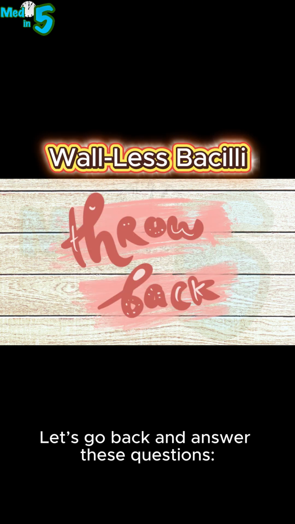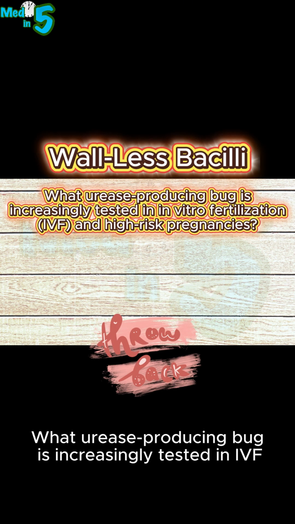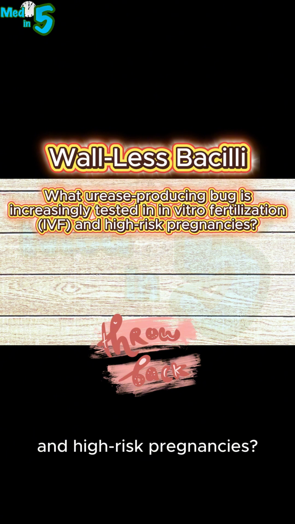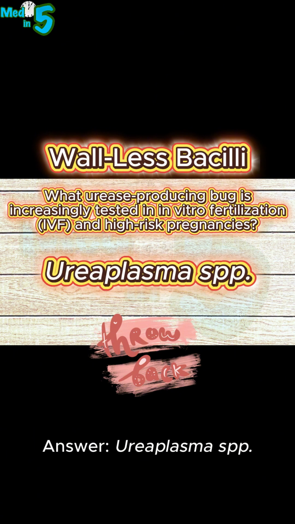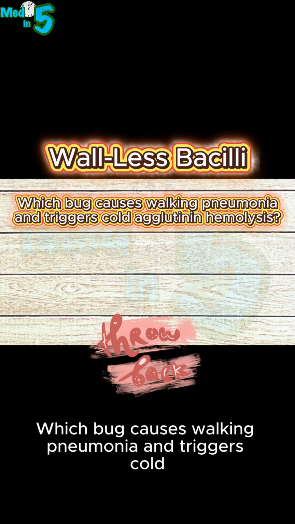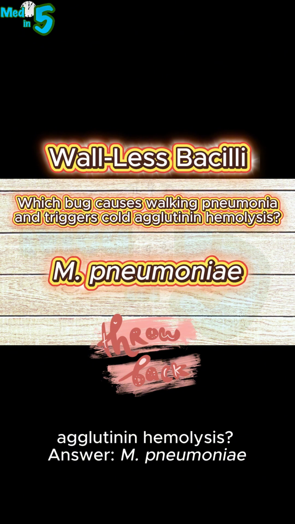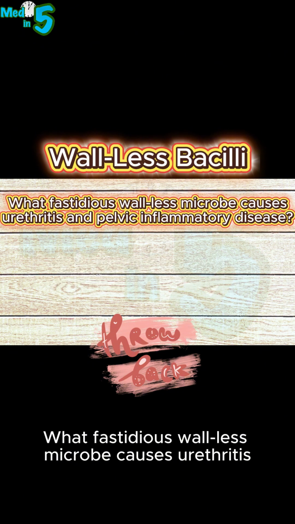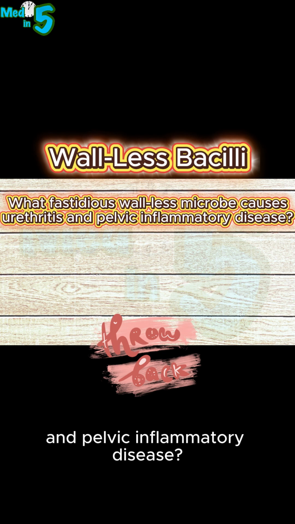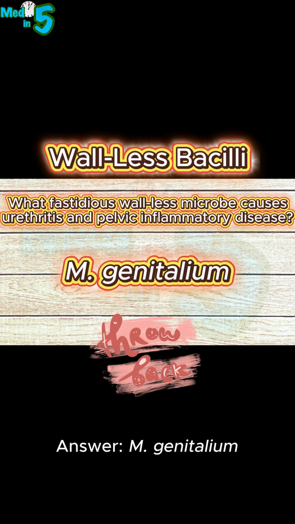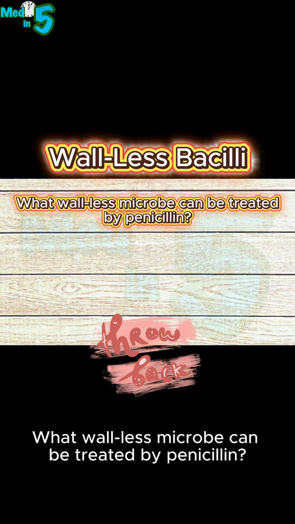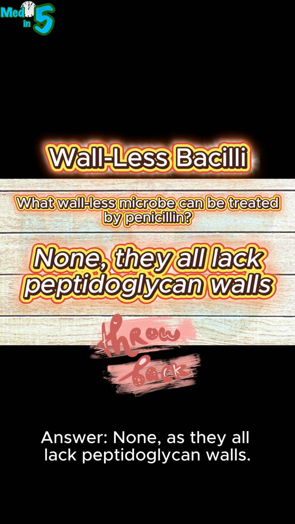Let's go back and answer these questions. What urease-producing bug is increasingly tested in IVF and high-risk pregnancies? Answer: Ureaplasma species. Which bug causes walking pneumonia and triggers cold agglutinin hemolysis? Answer: M. pneumoniae. What fastidious wall-less microbe causes urethritis and pelvic inflammatory disease? Answer: M. genitalium. What wall-less microbe can be treated by penicillin? Answer: none, as they all lack peptidoglycan walls.